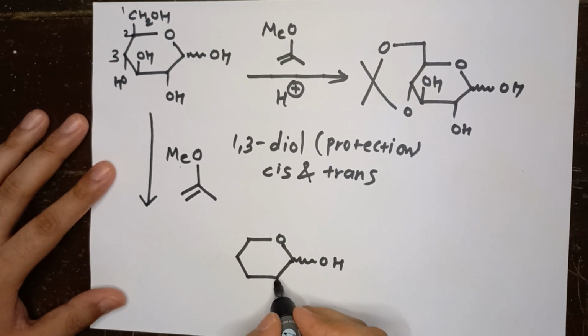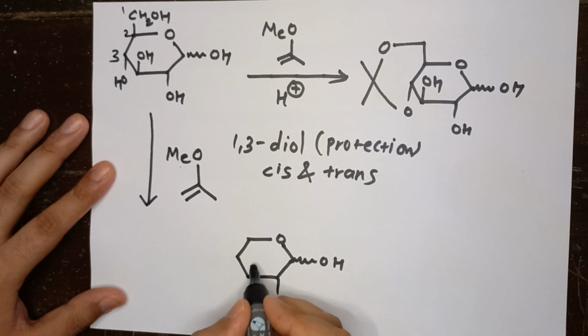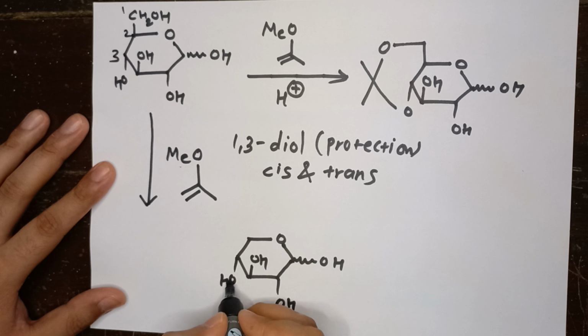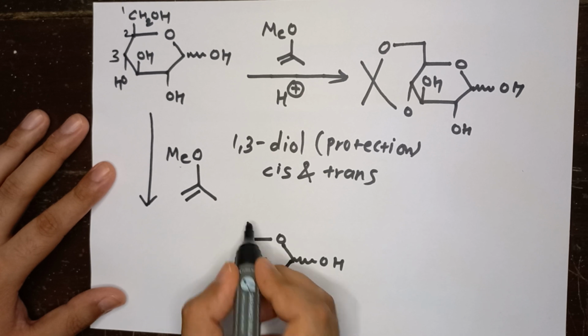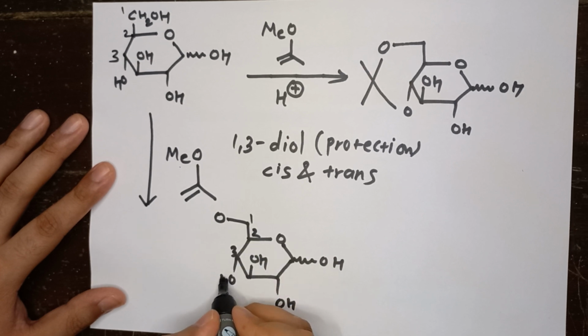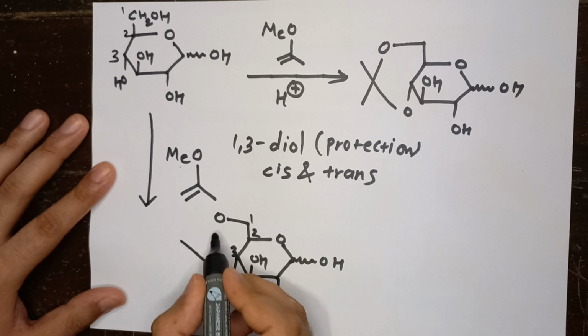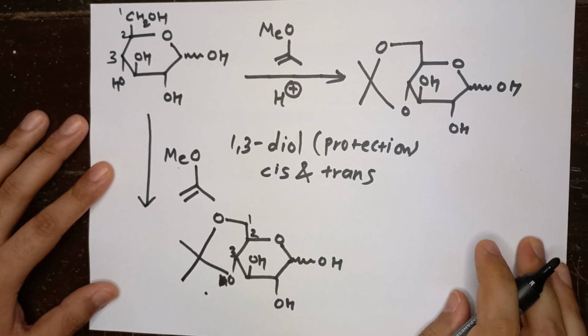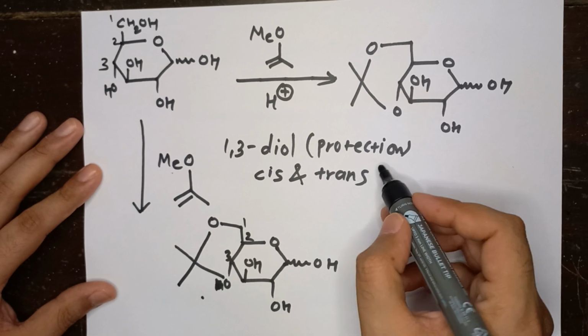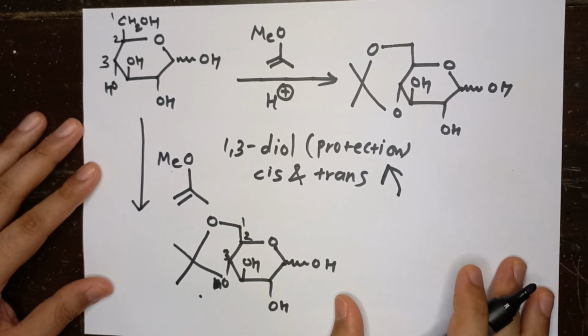So this is below the plane, this is above the plane, and we cannot protect it. This is below, this is above, and we cannot protect it. CH2O, 1, 2, 3: the 1,3 OH groups can be protected, and we are going to protect these two. So this is the mechanism. More importantly, this is the example of 1,3-diol protection.